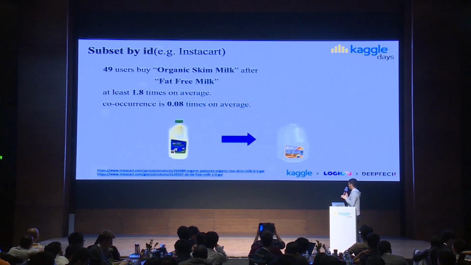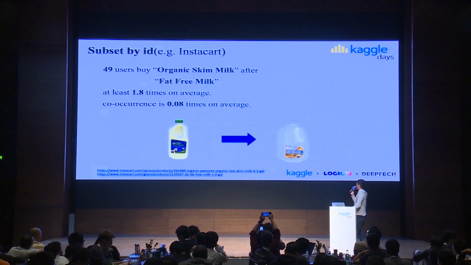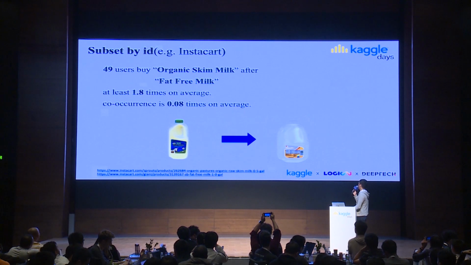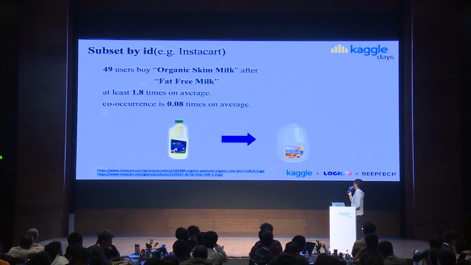And next example is here. 45 users buy organic skim milk after fat-free milk, at least 1.8 times on average. Co-occurrence is 0.08 times on average.